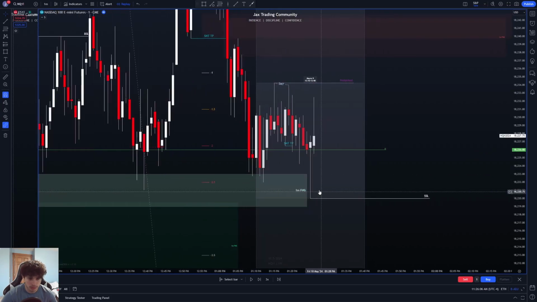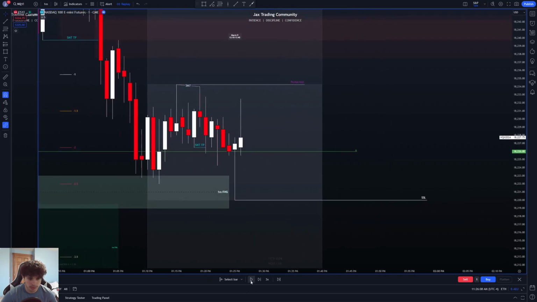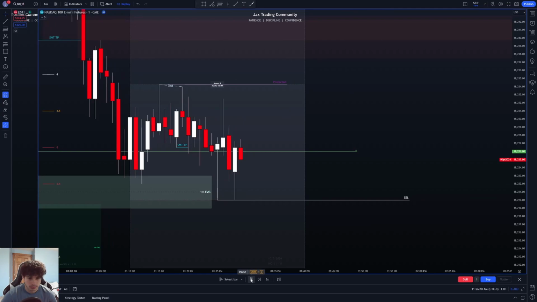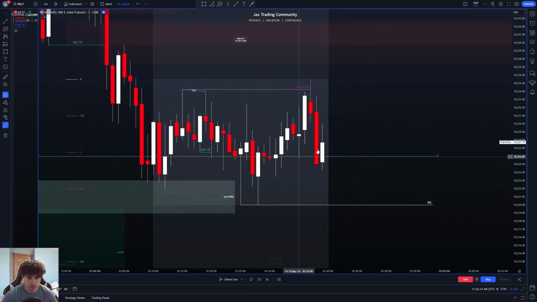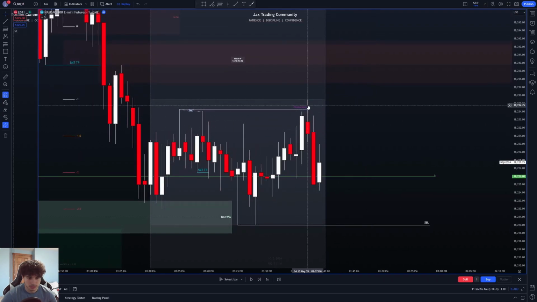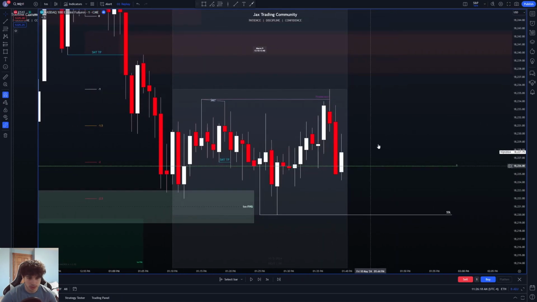We retap into this 1 minute that's gotten tapped into multiple times. But you can kind of see in this macro right here, we're sort of just consolidating. We end up taking this protected high. So this is just a little bit of internal action right here inside of this consolidation.